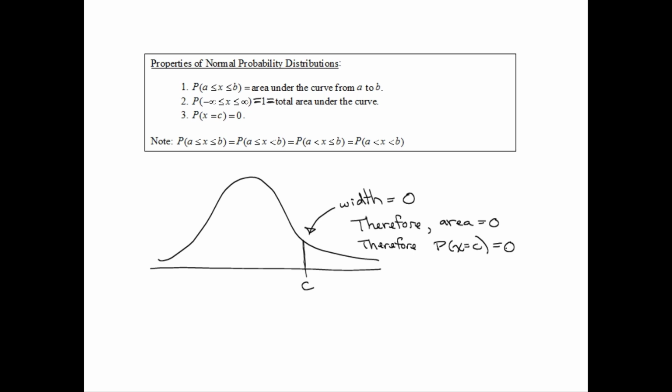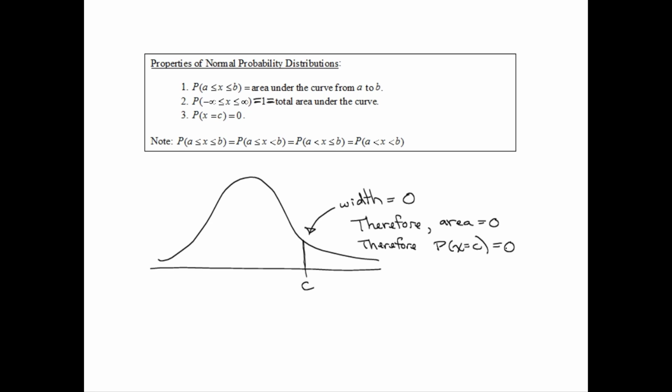Now, when we say that the probability is 0, we are saying that that's an impossible event. If, for example, our normal curve had to do with the heights of people, and C happened to be 6 feet tall, can we say that being exactly 6 feet tall is impossible? No, we cannot say that. It's certainly not an impossible event.